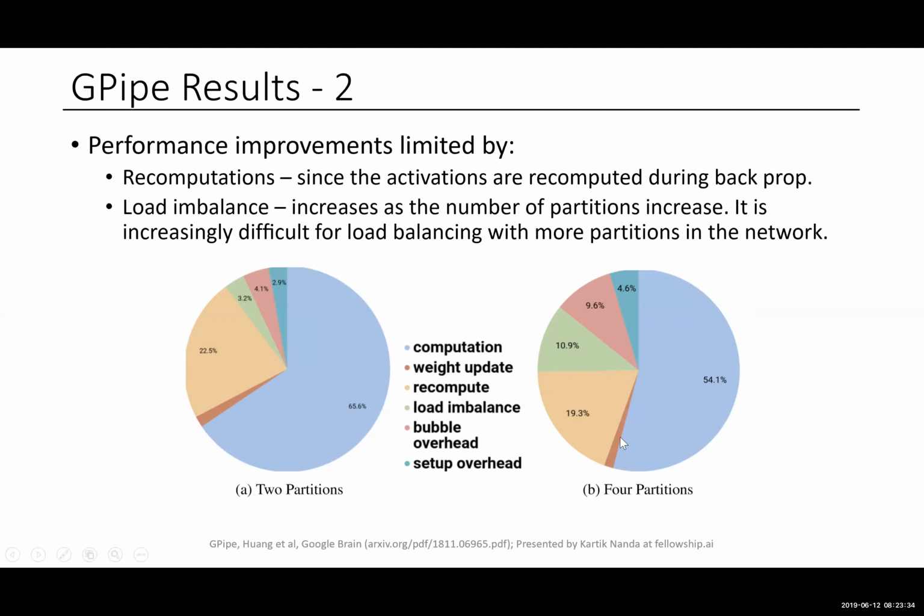In case of 4 partitions, you see that load imbalance is the next largest impact, followed by the bubble. So anyway, as you can see, going from 2 partitions to 4 partitions results in a fair amount of overhead. At this point, you've got only 54%, so a little over half is useful computation. The rest of it is overhead.